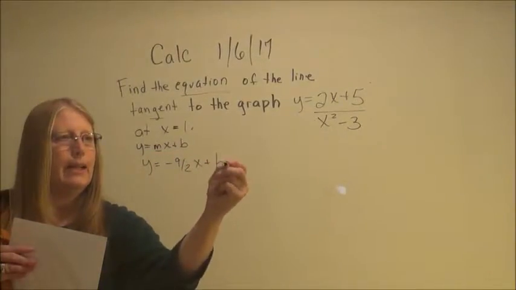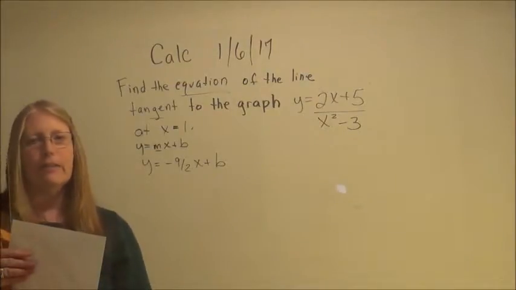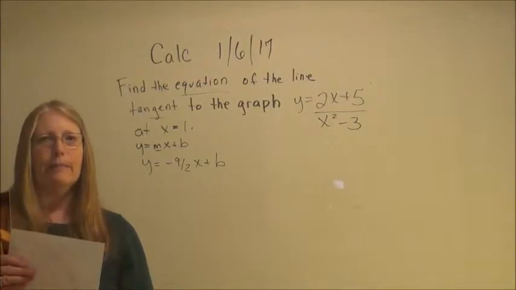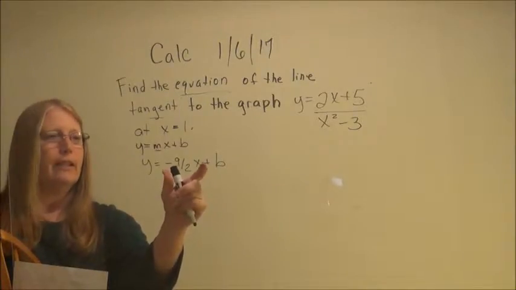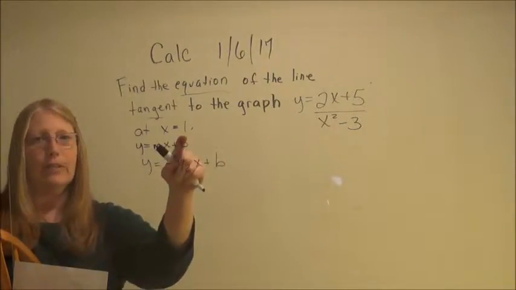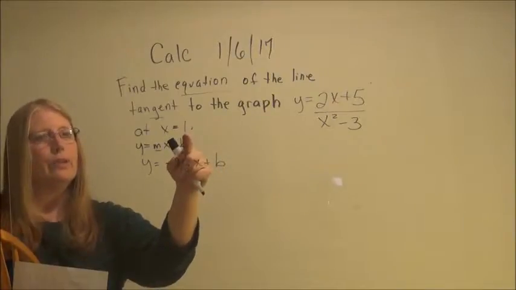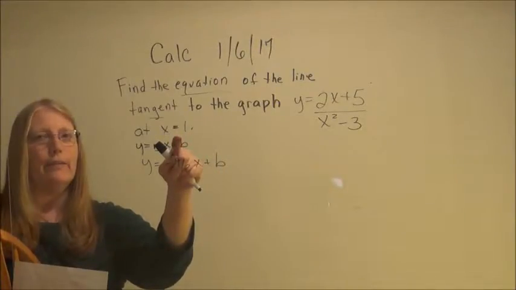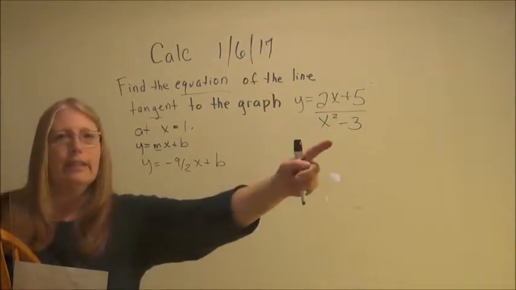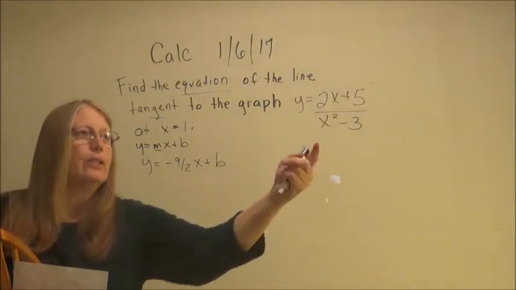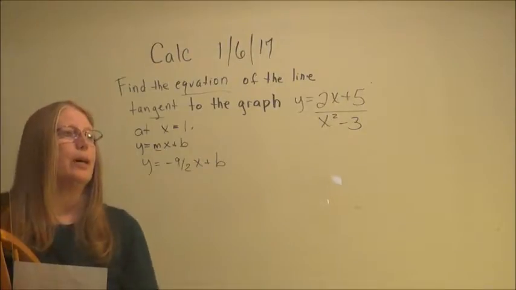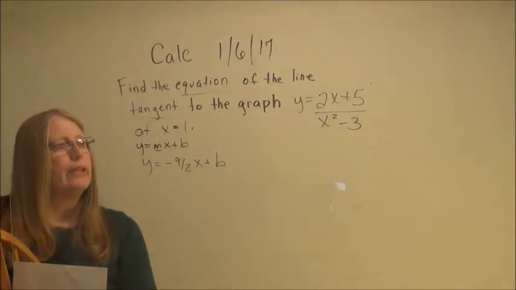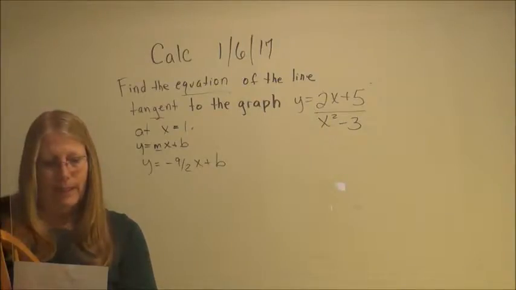Now I have to find my b. So where do I go to do that? I'm going to put in, just for a second, a value for x equals 1, and I have to go somewhere to find the corresponding value for y. That is in the original function. If I put a 1 there and a 1 there, what does y become? It looks like it is 7 over minus 2.